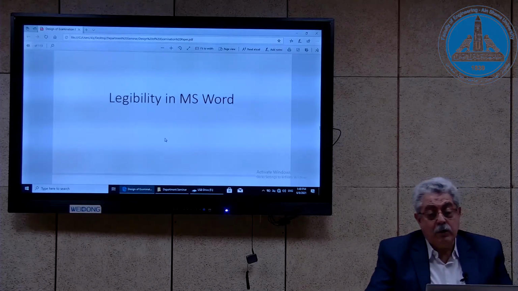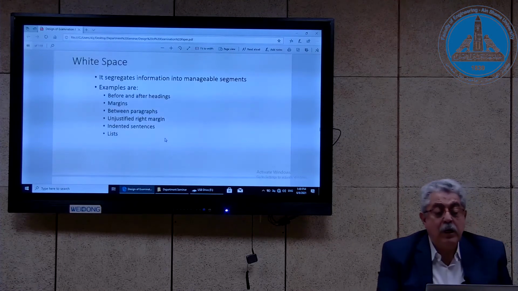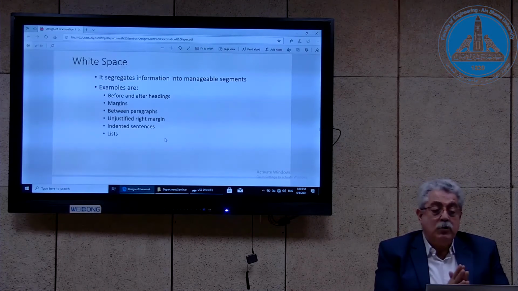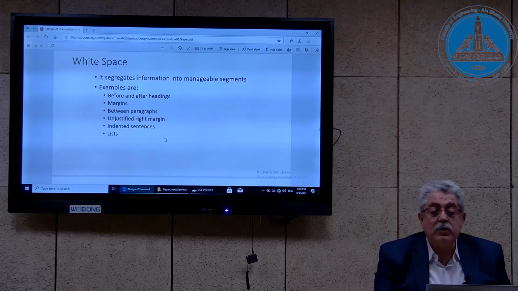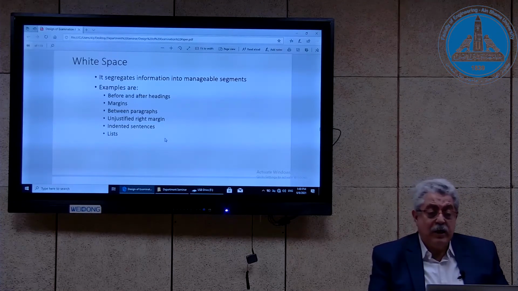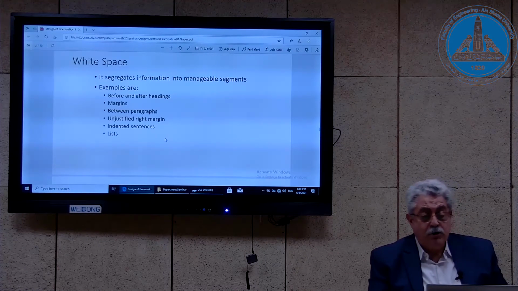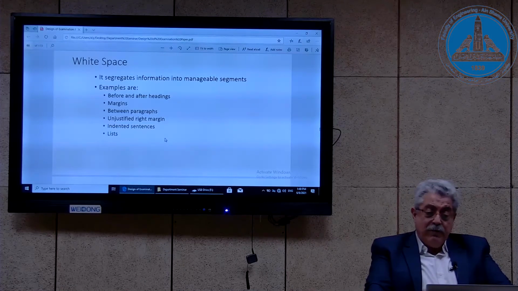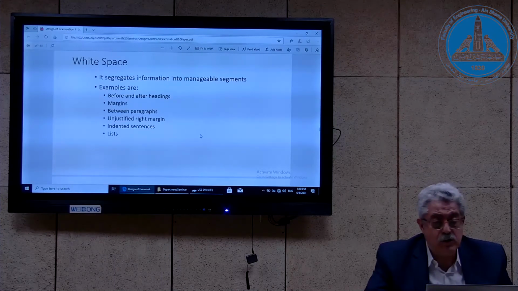Here, talking about readability in Word, we have to talk about legibility in Word too. Here, the legibility in Word has to do with white space. Why? Because white space segregates information into manageable segments, and these are the examples I found inside Word that allow you to put white space: before and after headings, margins between paragraphs, unjustified right margin or call it ragged text, indented sentences, and lists, either bulleted lists, enumerated lists, or even checklists.